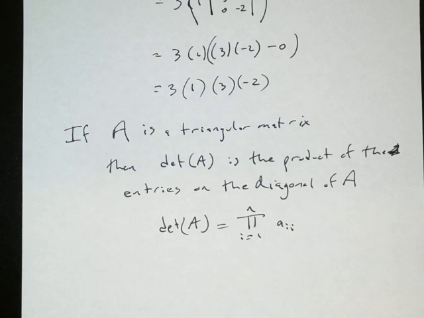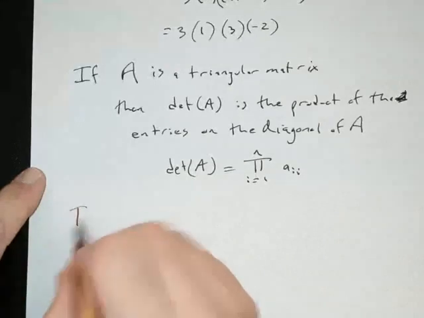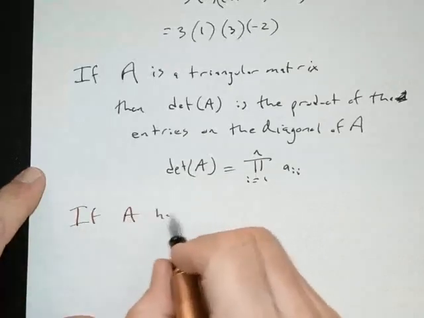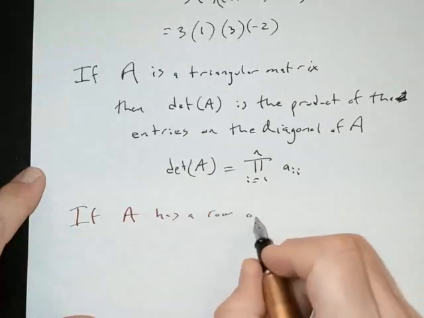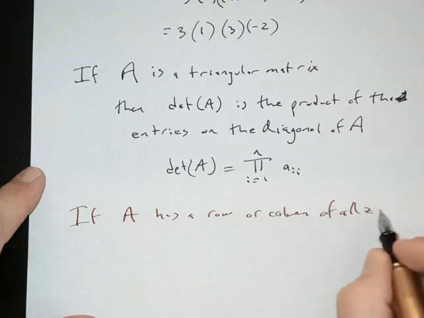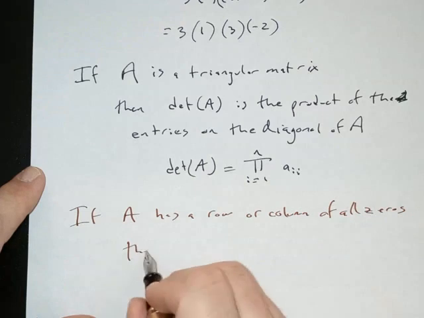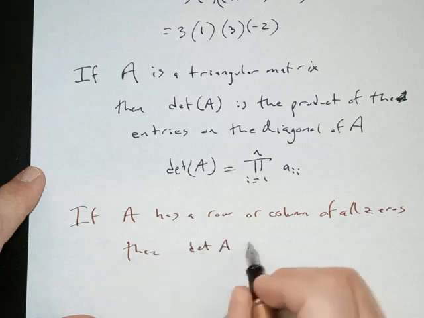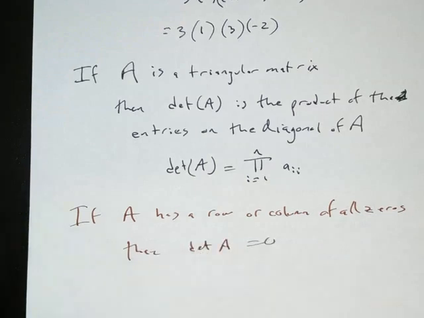So all of that can be written in the same format. If A has a row or column of all zeros, then the determinant of A is 0. Each and every time.